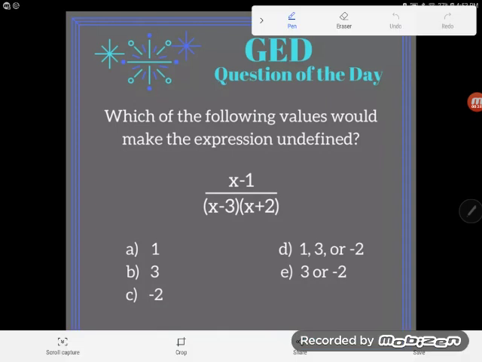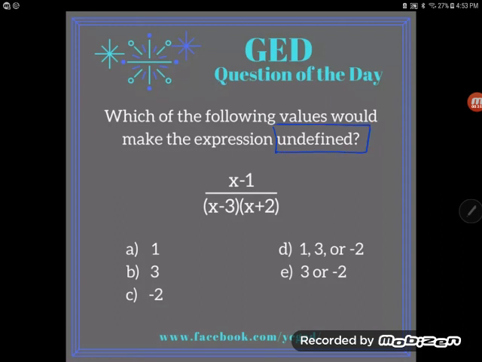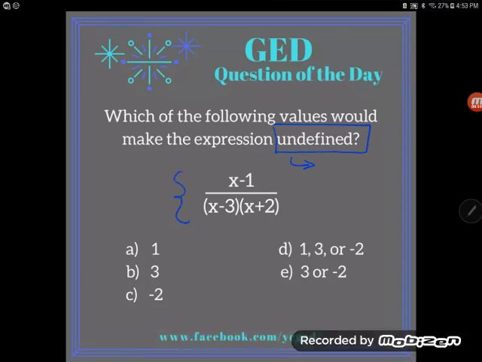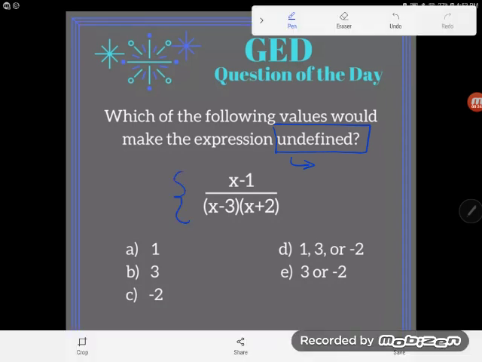It says, which of the following values would make the expression undefined? Undefined meaning that I can't figure out what it's equal to. It's not going to have a numeric answer. There's no number that it could possibly come to. So when you look at this thing, this is obviously an algebraic expression. It has some x's in it. But what I need you to see is that ugly or not, x's or not, all this is here is a fraction.